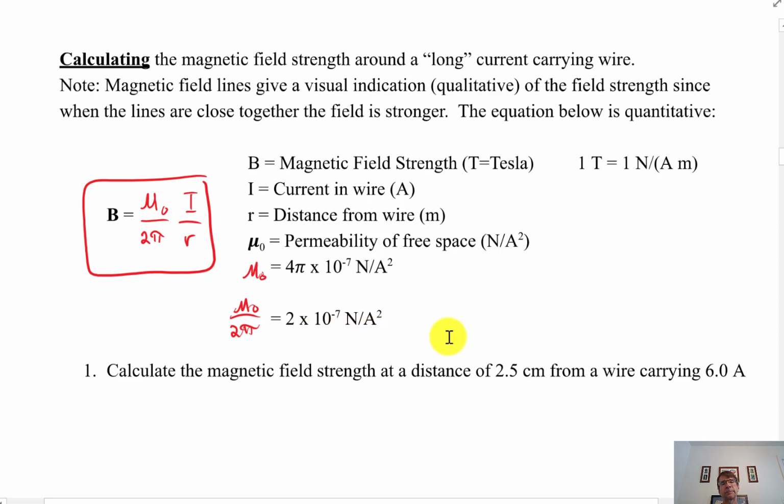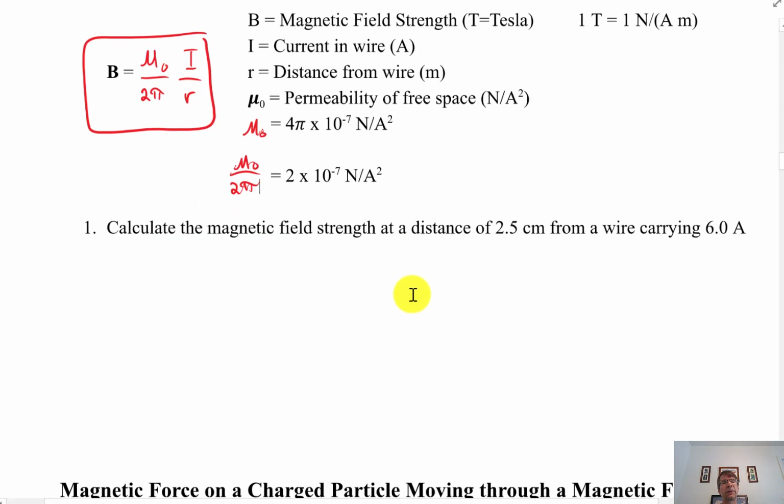Okay. Once again, all the standard units. Current is in amps, the distance from the wires in meters, and then the given units for mu 0, and then the magnetic field strength comes out in Teslas. So we can start off with a straightforward application. We're going to plug into that equation up there, calculate the magnetic field strength, B, at a distance of 2.5 centimeters from a wire carrying that much current.